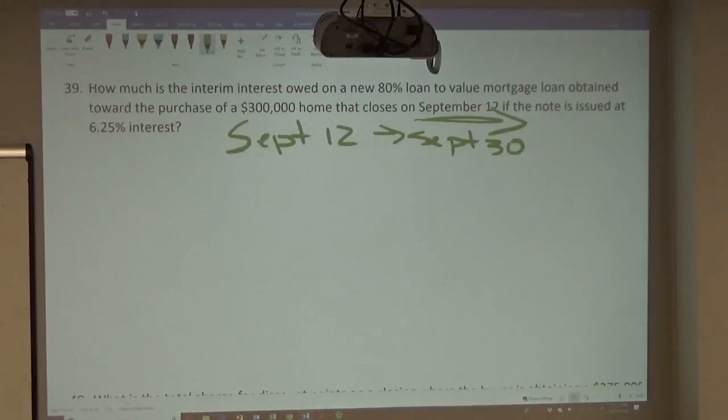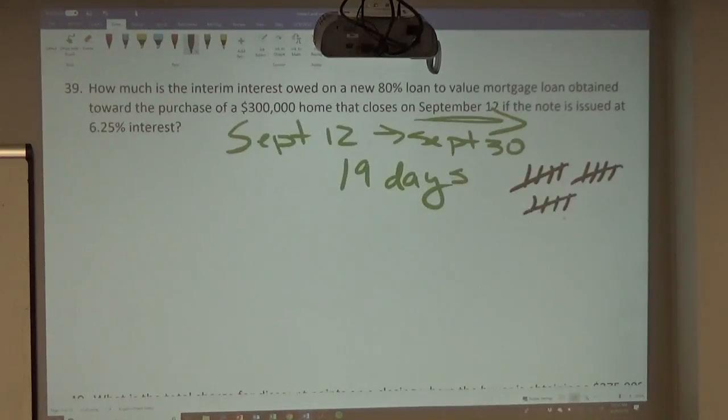So that is going to be 19 days. It's not 18 days, it's 19 days. Because if you were to count them, remember we have to count the 12. So we would go 12, 13, 14, 15, 16, 17, 18, 19, 20, 21, 22, 23, 24, 25, 26, 27, 28, 29, 30. 5, 10, 15, 19 days. You've got to get that part right.